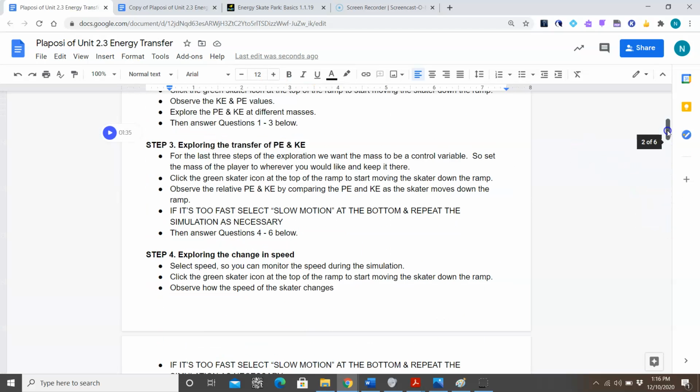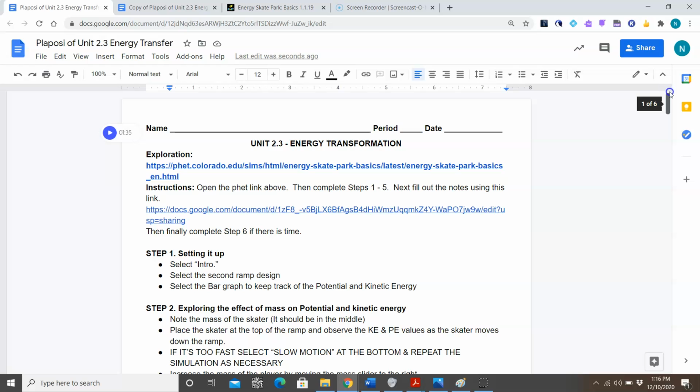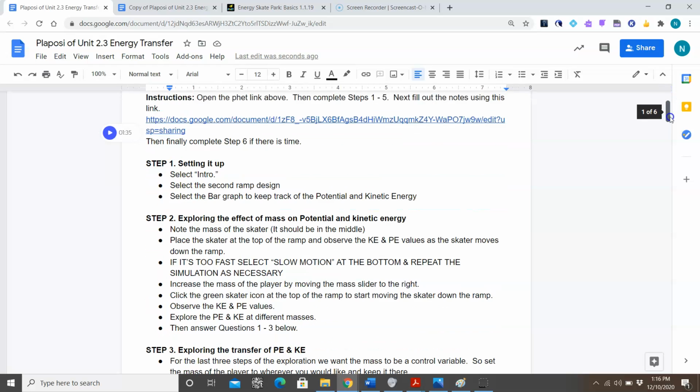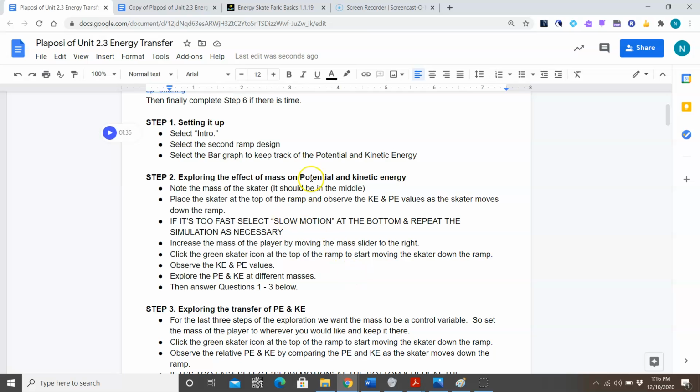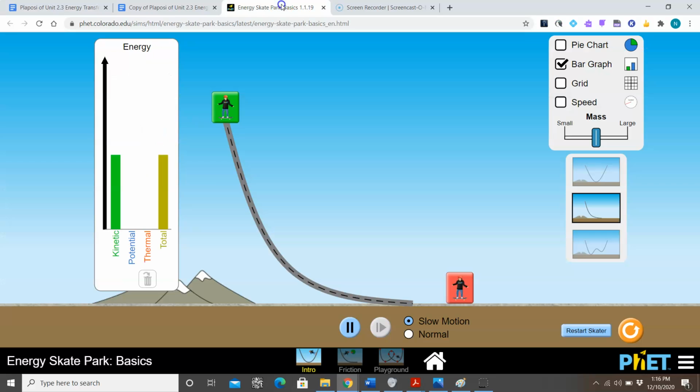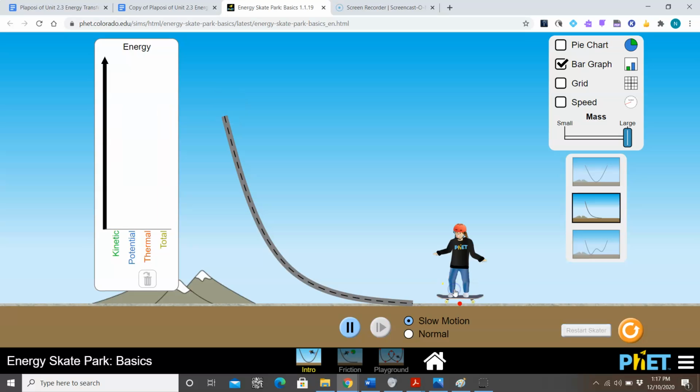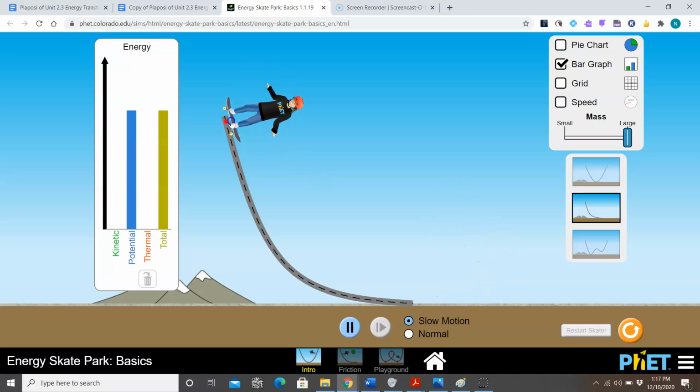So here it's telling me in step 2 to increase the mass of the player. So I'm going to make the mass larger, and I can do that over here. It was on medium, I'm going to move it to large. Okay. I'm going to start all over again. Now I have a larger skater. So here we go, put it at the top. Look at the potential energy values. Here we go.